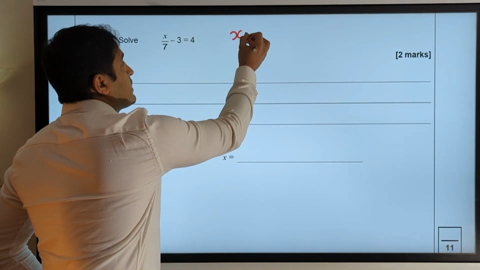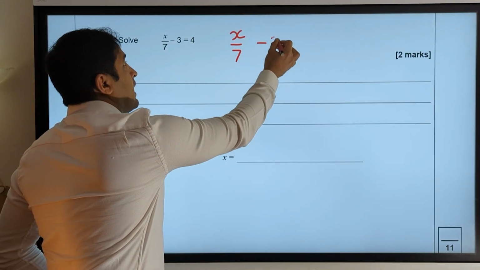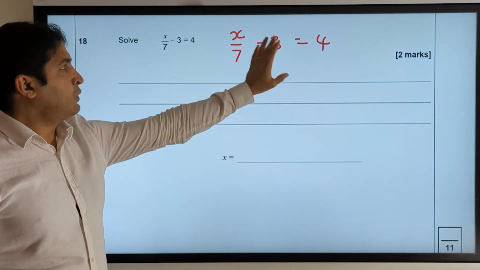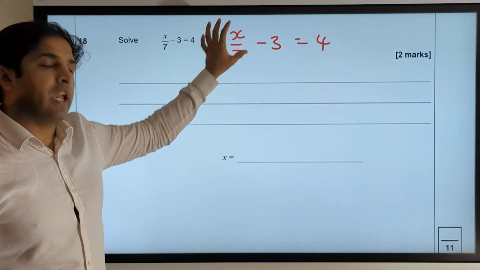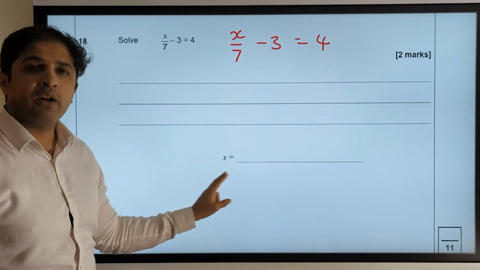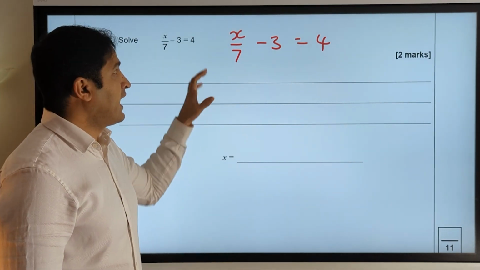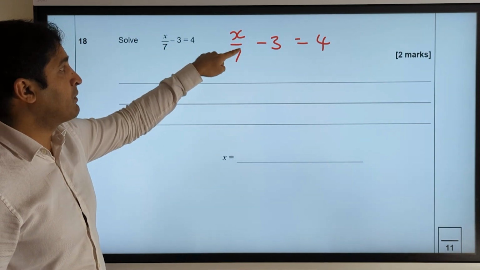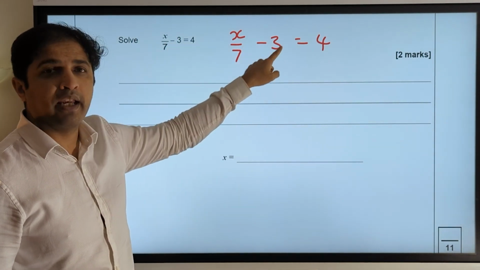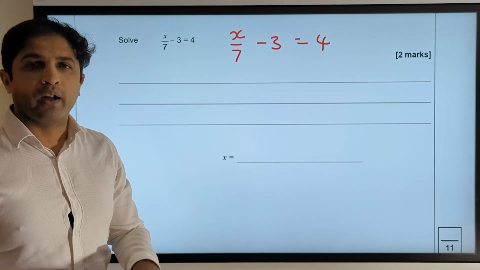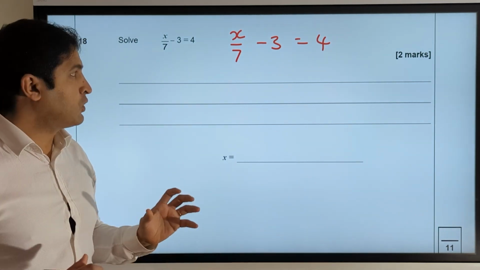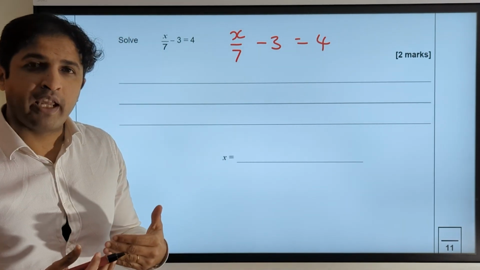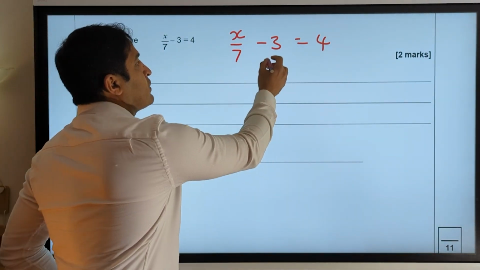We've got x over 7. I'll write it again so you can see it better, which is equal to 4. Now there are 2 things we can do on both sides to get x by itself. We want to work out what x is going to be at the end. So first thing we need to look at is, I need to get rid of that 7 or I need to get rid of that negative 3. You can do either one, it's up to you how you want to look at it. First, I'm going to get rid of that negative 3. How do I get rid of the negative 3? You add 3 to both sides.